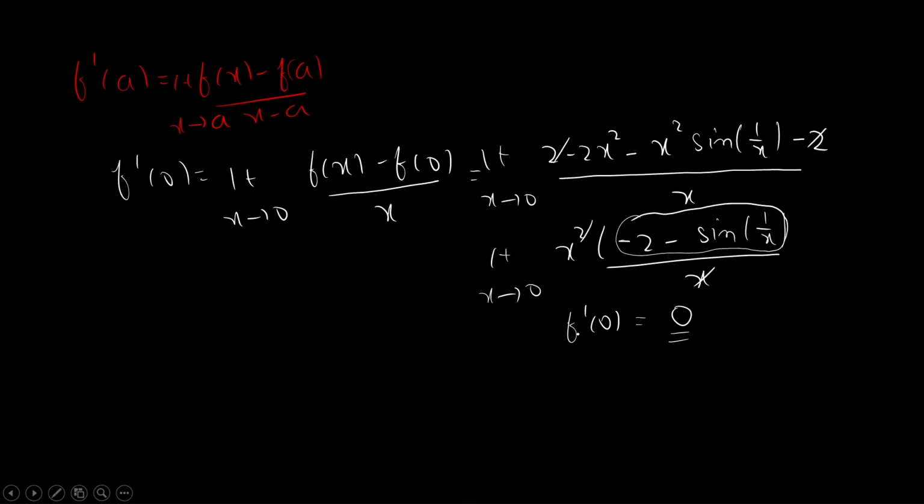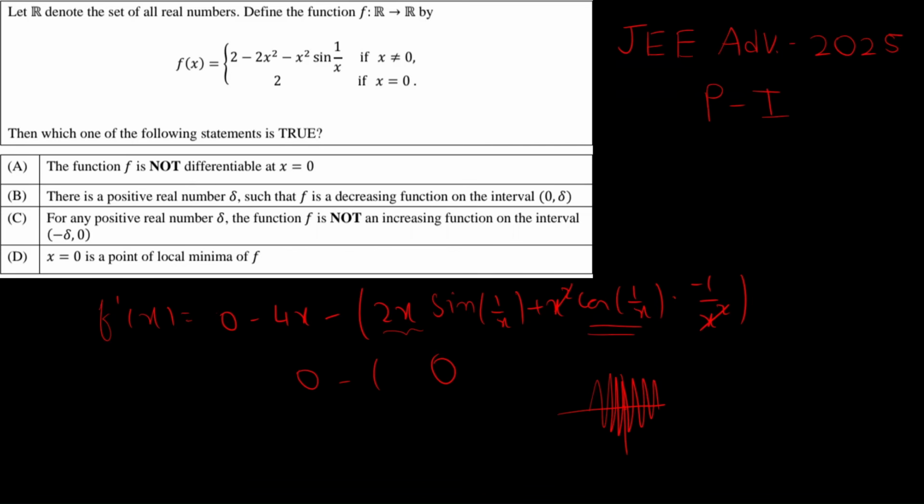Now you may ask, why didn't this method work before? See, as I told you, the graph was oscillating violently between the values minus 1 and 1 as we consider the neighborhood of x equal to 0 and not the point x equal to 0. That is the reason we didn't get the answer in the previous method, but this method gave us the answer. Hope you understood. Now let us see the remaining options.